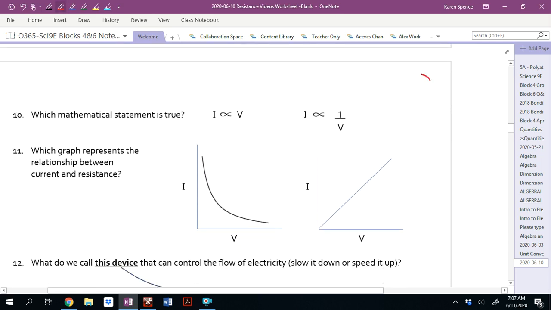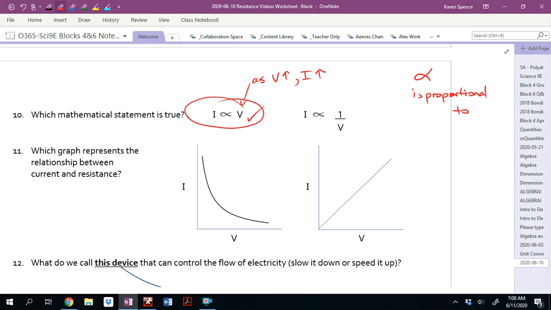Which mathematical statement is true? Remember, this symbol means is proportional to. Okay, and as voltage increases, current increases. Is that true? Yes, it is. So this is our correct statement. This is the one which is true. If you make that pushing, pulling force bigger, the current's not going to get, what? The current's not going to get smaller. Yeah, like I said, brain not awake.